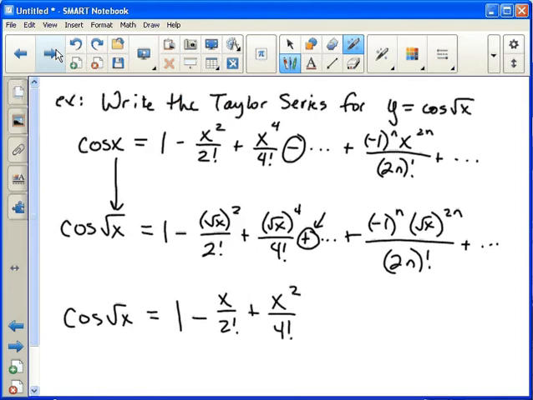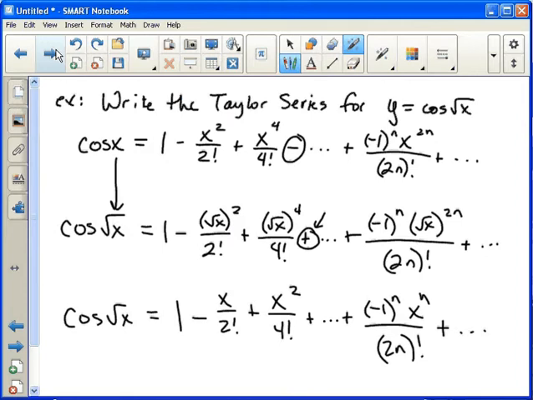And then this will become x to the n over 2n factorial. And that's because square root of x is the same as x to the 1/2. 1/2 times 2n is just n. One other thing, when you're writing these, they are series, so you should always have a plus ... on the end to imply that it keeps on going and going and going.